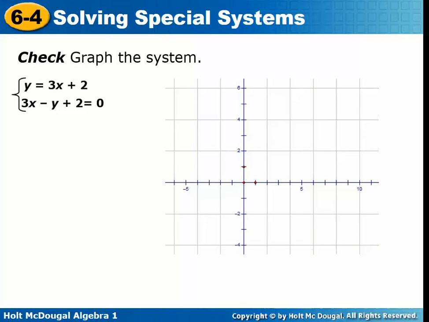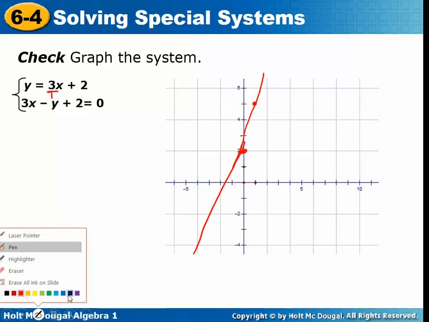We can also graph this system. Let's graph 3x plus 2. Y equals 3x plus 2. It's already set up. So the y-intercept is 2. The slope is 3, or 3 over 1. So from here I go up 3: 1, 2, 3, and over 1. And then I would draw that line. Okay, pretty close, right?